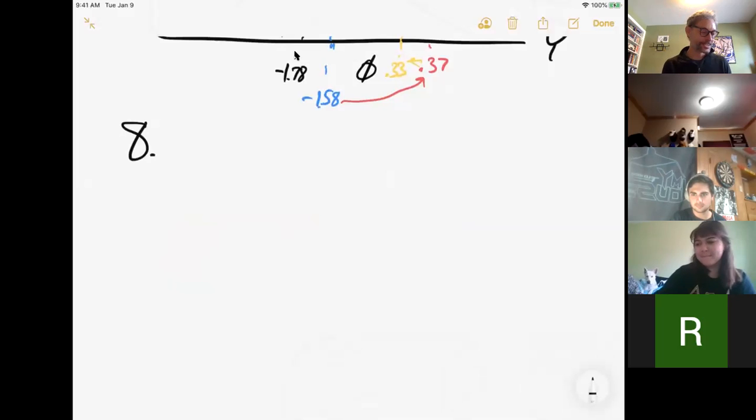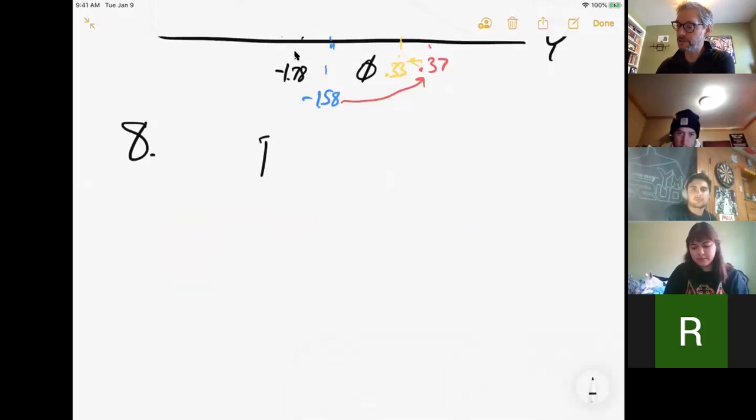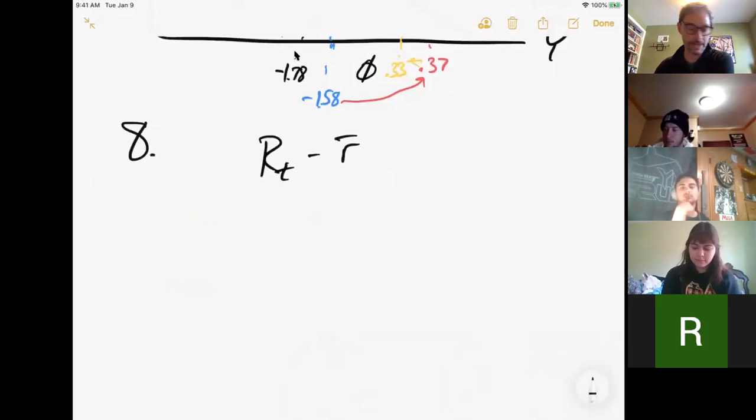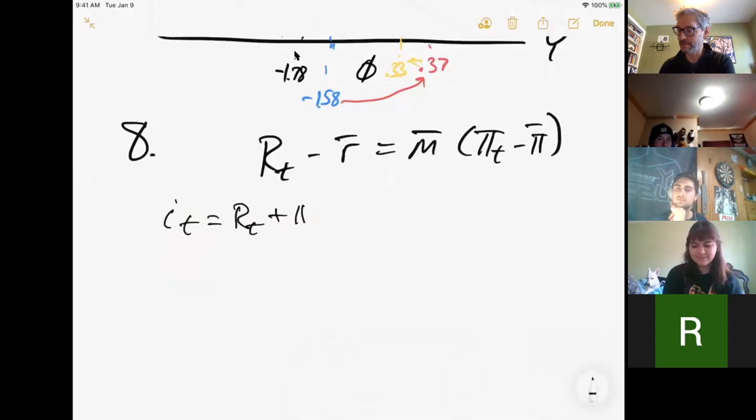All right, here's question number 8. This is a question that relates to an inflation target. We expressed our inflation target in terms of real interest rates. What does the inflation target look like in terms of nominal interest rates? Well, this one's so simple that I don't think a lot of you could see it.